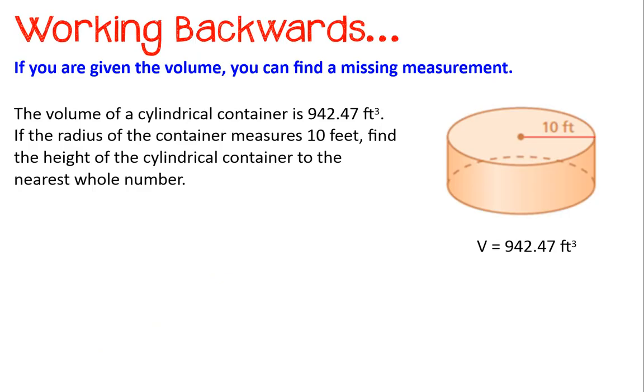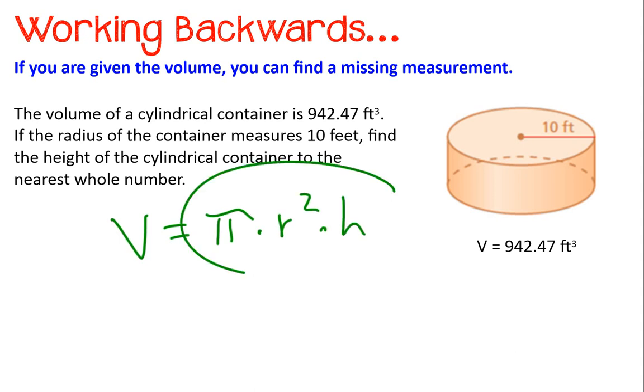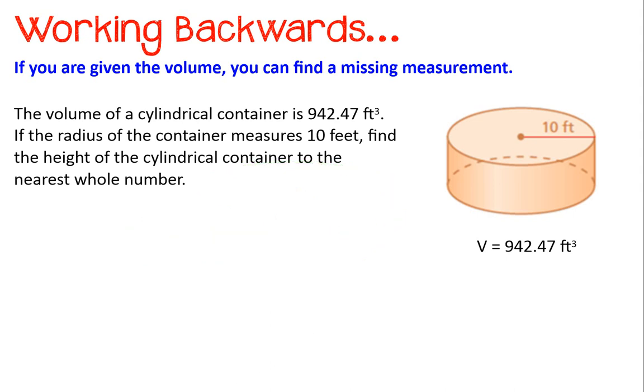Okay, so let's take a look at our first example. We're going to do some working backwards here, meaning before we had some random values, and all we had to do was just compute. We had to just multiply pi times r squared times h. But for us today, we're going to have to actually work backwards towards the answer of volume. So if the volume of this cylindrical container is 942.47 cubic feet, and the radius is 10 feet across, can you find this missing height value?